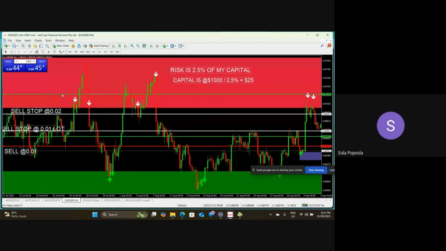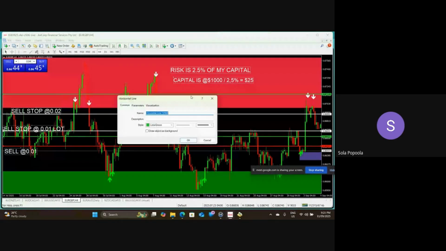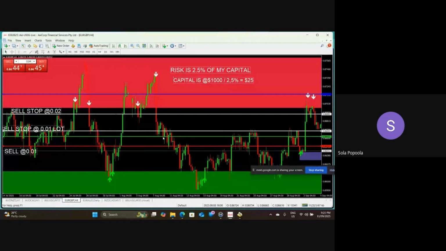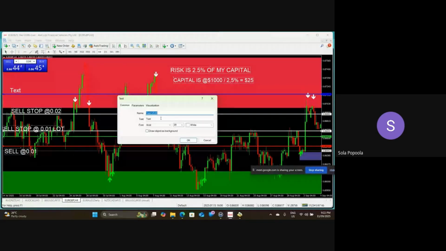The hedging principle says, let's make this a blue line. The system will add up 0.01, 0.02, 0.01, and it will buy at 0.04.